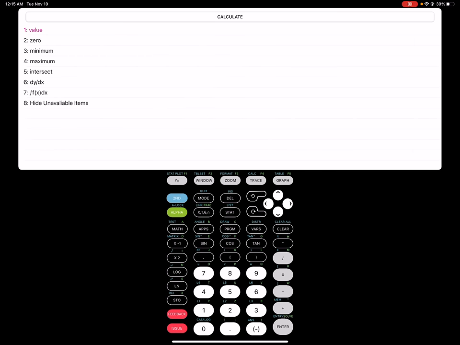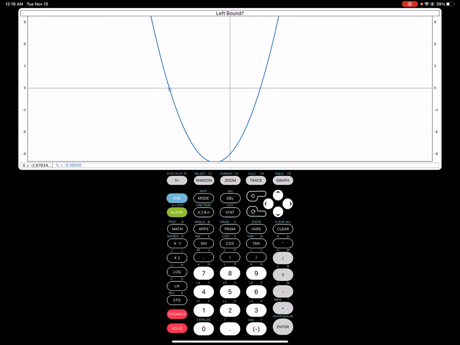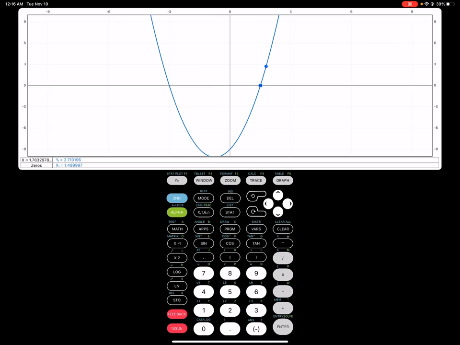If I hit calculate again, down to option 2 and enter, this time I'm going to hit a value on this side as my left bound. I'm going to hit the right arrow a couple times to get to the right side. And in this case, it says down in the lower corner that the 0 is x equals 1.4999997. That's basically 1.5, and we know the answer really is 1.5. So that is how you would do it on a calculator.